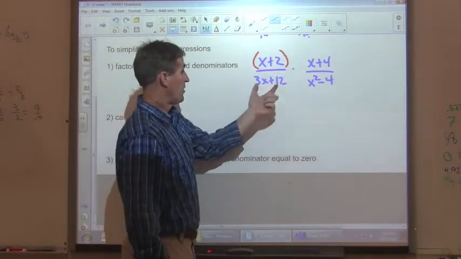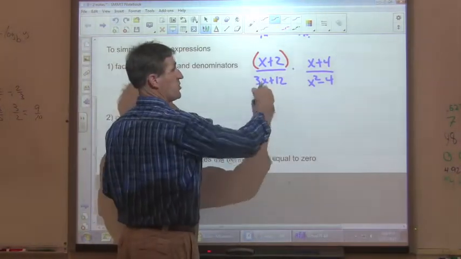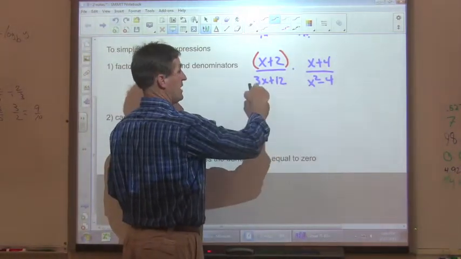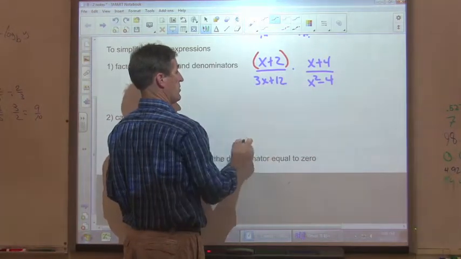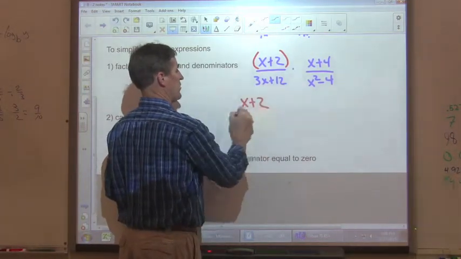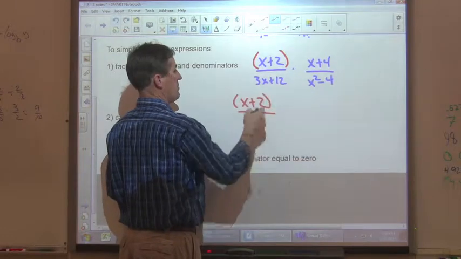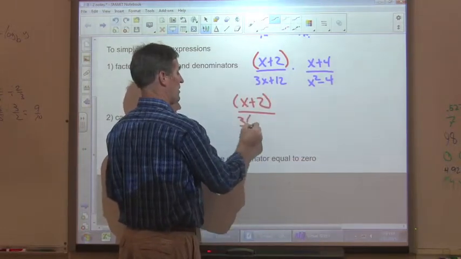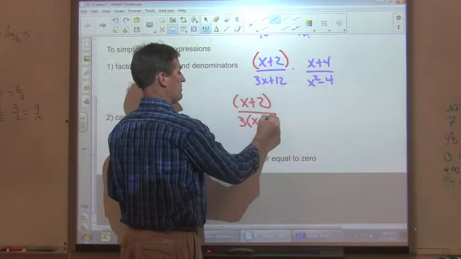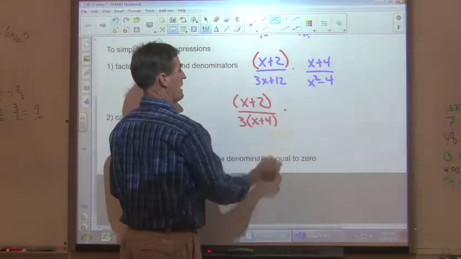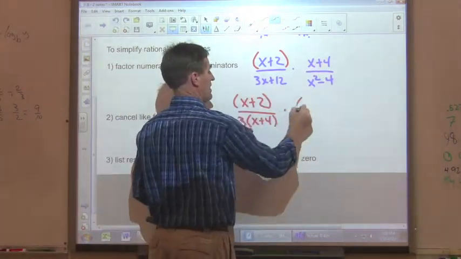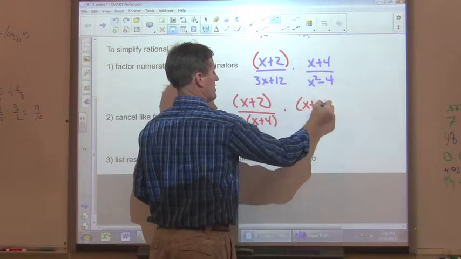When we do the bottom one, remember you should always check for greatest common factor. And in this case, 3 goes into both of those. So my top is going to remain the same. My bottom I can pull a 3 out of, and I get x plus 4. Times, over here we can't factor that, so I'm going to put it in parentheses.